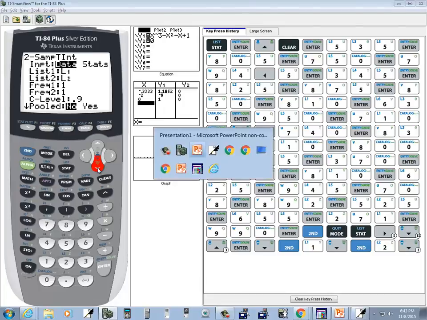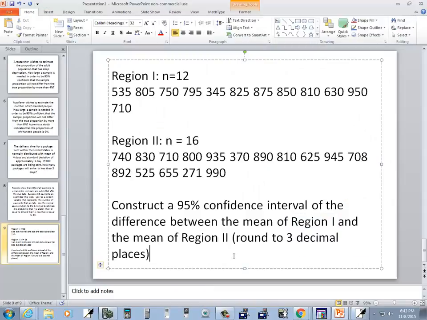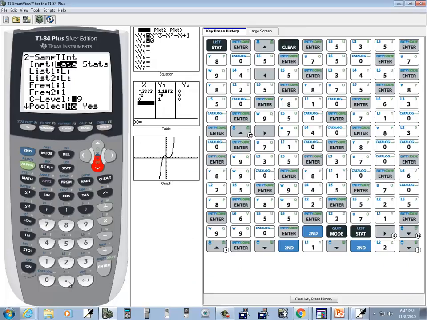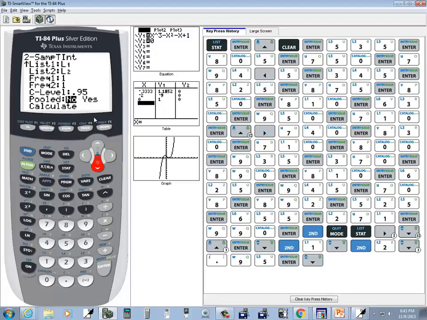And now our confidence level was 95%, so 0.95. And that'll come down to pooled. Pooled is only yes if your population variances are the same. Well, that's almost never going to happen. Then we'll choose calculate.